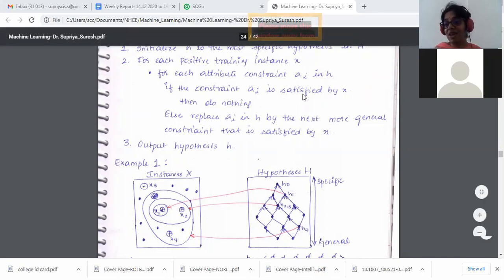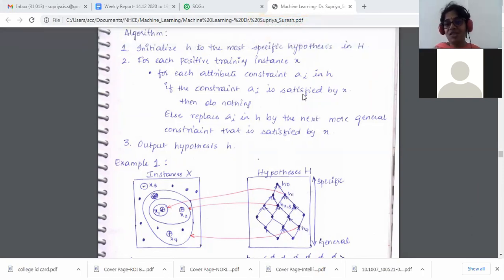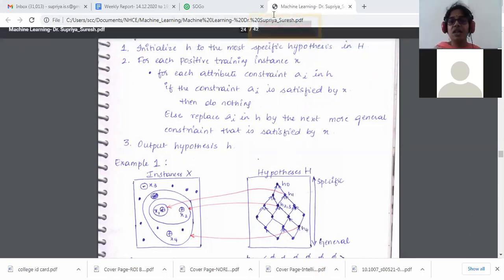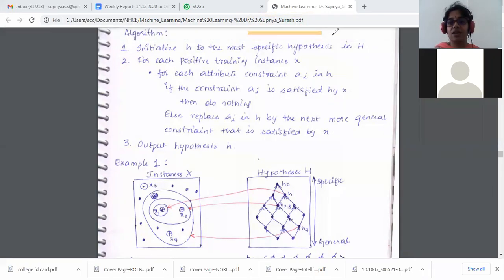So let's consider a very practical example now. I don't want to take the examples that we have in our book right now. Let me just write it over here. I'm going to give you instances x1, x2, x3, x4, x5, 5 instances. Let's consider a very practical example.